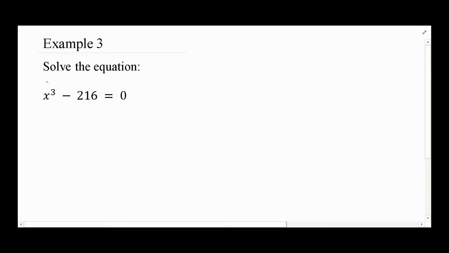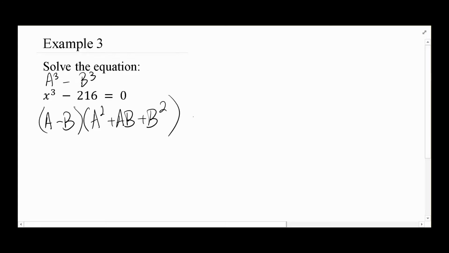So we want to realize that what's going on here is I have an a cubed minus b cubed situation. So I want to factor this as a minus b times a squared plus ab plus b squared. We remember that from lesson 1? That was a review from our prerequisite course, as a matter of fact. So if we factor this, it factors as x minus 6, I said the right thing, didn't write the right thing, x minus 6 times x squared plus 6x plus 36 equals 0.